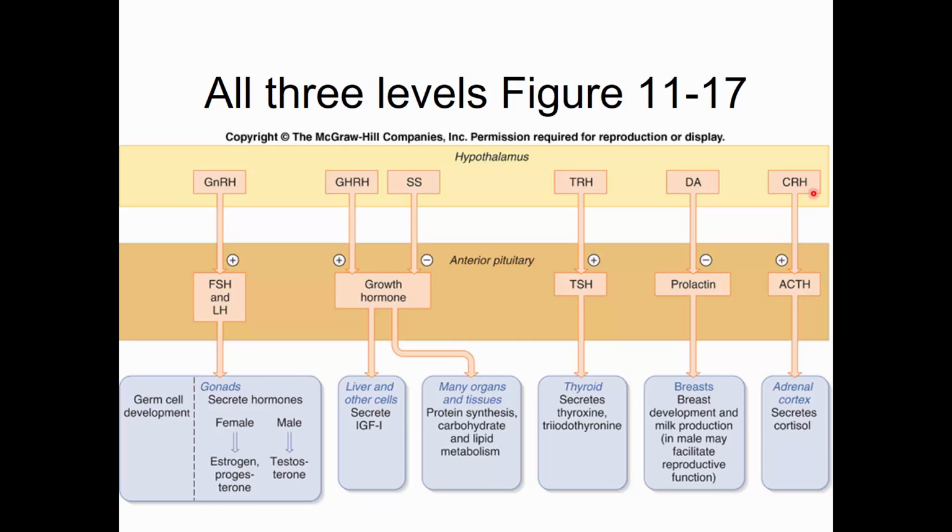Finally, we have corticotropin releasing hormone. That's a stress pathway leading to ACTH production and the stimulation of the adrenal cortex. We're not going to talk about the functions so much of the adrenal gland, but we certainly will talk about the feedback.